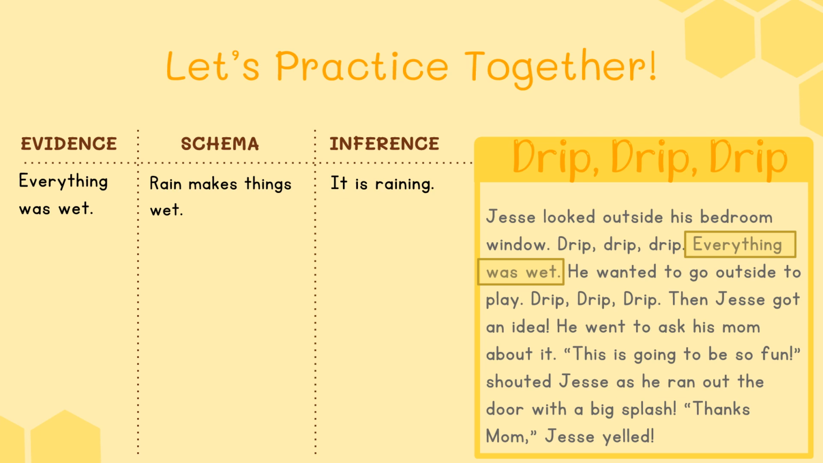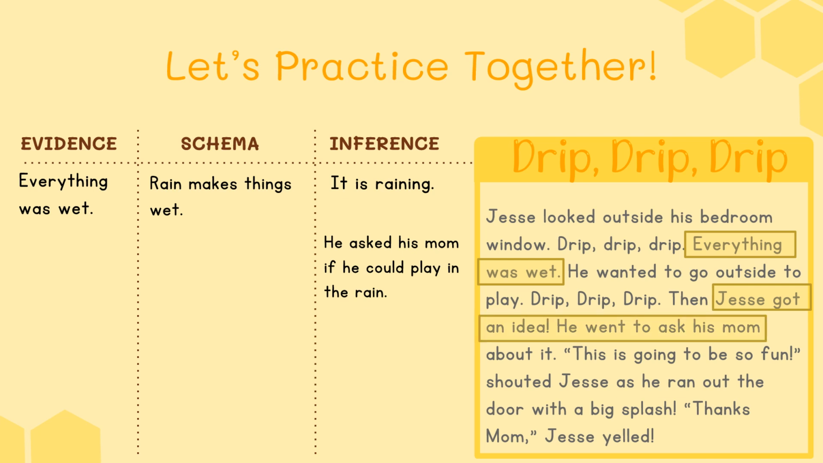Let's try another one together. Another inference I made was that Jesse asked his mom if he could go play in the rain. Can you find some evidence in the paragraph that would make me think that? If you said Jesse got an idea and he went to ask his mom, you would be right.